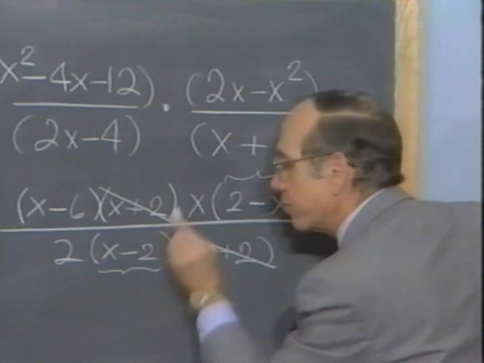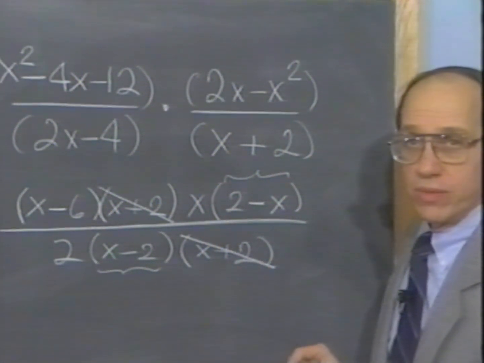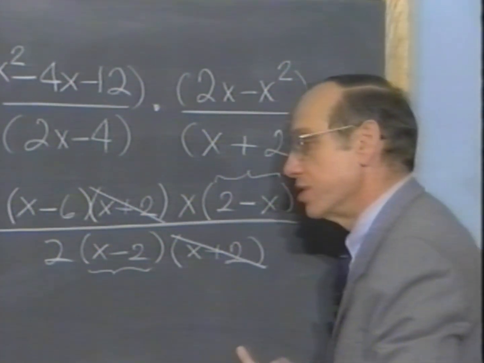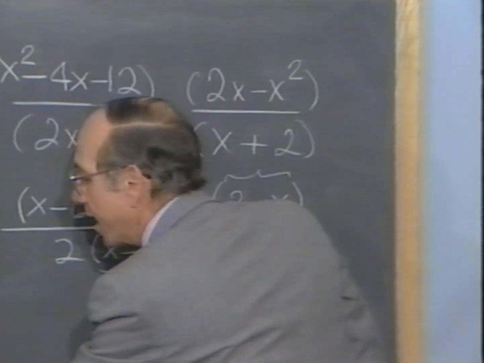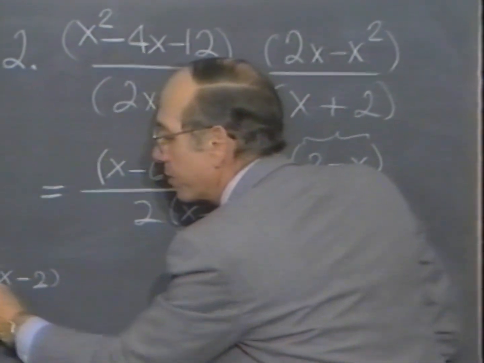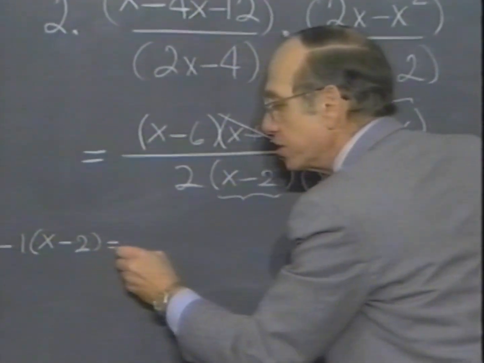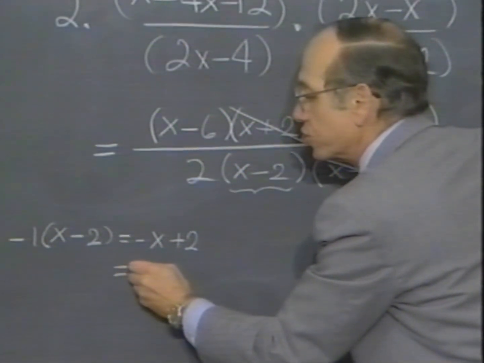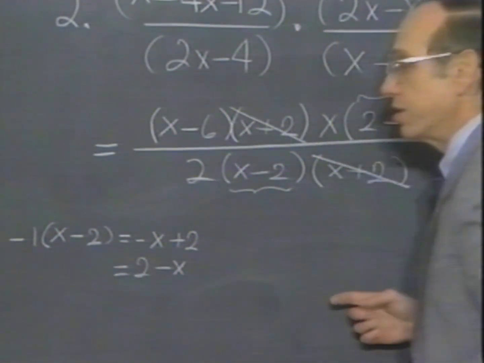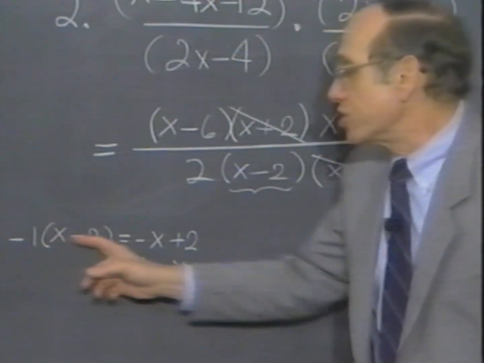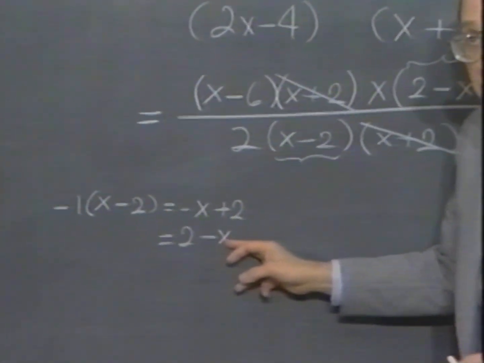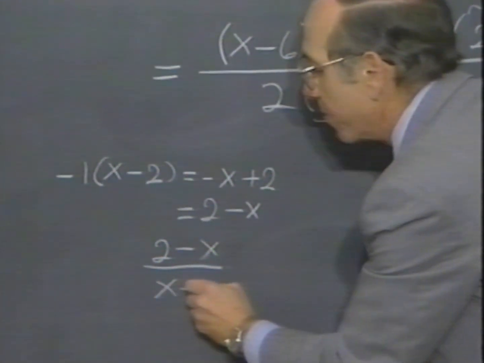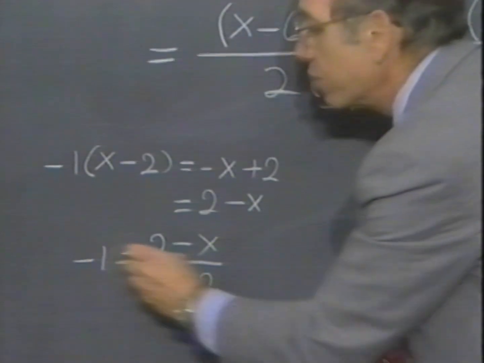And here we have the factor x minus 2. Well, x minus 2 and 2 minus x look awfully close. And indeed, they are awfully close, because this is true. If you take x minus 2 and multiply it by minus 1, the result is equal to minus x plus 2, which you could rewrite as 2 minus x. So in fact, x minus 2 times minus 1 is 2 minus x. In other words, 2 minus x divided by x minus 2 is simply minus 1.